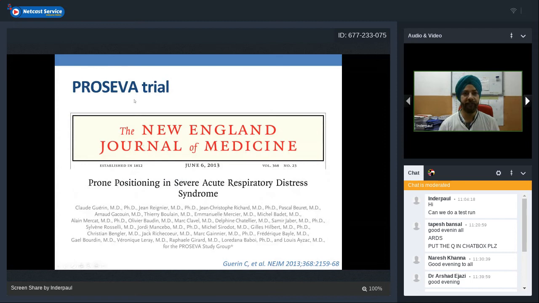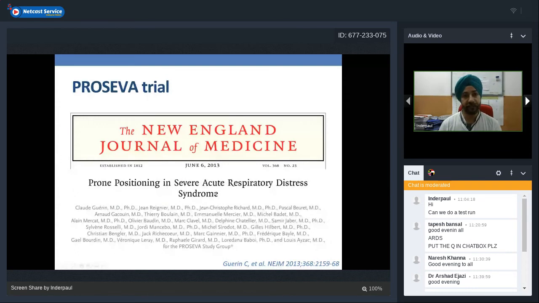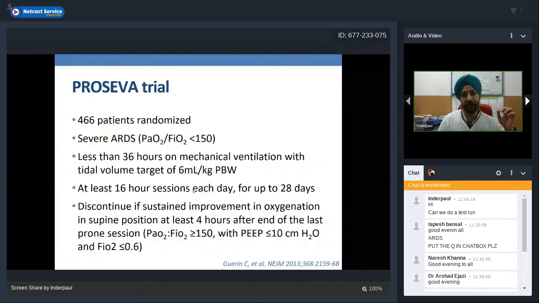So we had a very large PROSEVA trial which actually demonstrated that prone positioning in severe ARDS reduces mortality. After the ARMA trial, this is the one trial which has actually been shown to reduce the mortality in patients with severe ARDS.